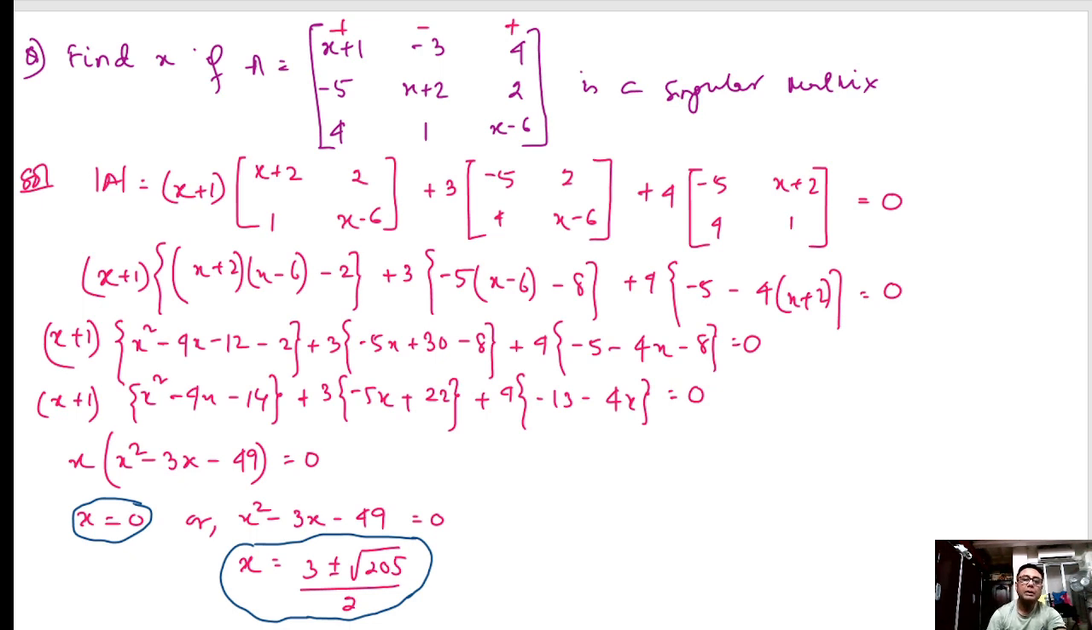Find x if A is given is a singular matrix. Again, A is a singular matrix. That means mod A should be 0. So here we are calculating mod A. First is x plus 1. When I take x plus 1, I have to take this much. As you can see, I have written it here.